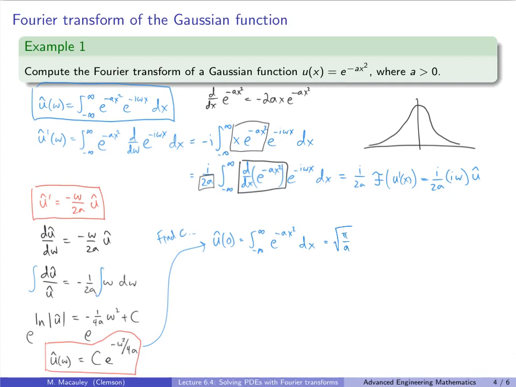So notice from here that u hat of 0 is clearly equal to c, because the exponential becomes 1, and so that tells us that c is equal to the square root of pi over a. So now we have our final answer. We have the Fourier transform, u hat of omega, is the square root of pi over a times e to the minus omega squared over 4a. Remember that. Let's put it in our back pocket because it's going to come up fairly soon.